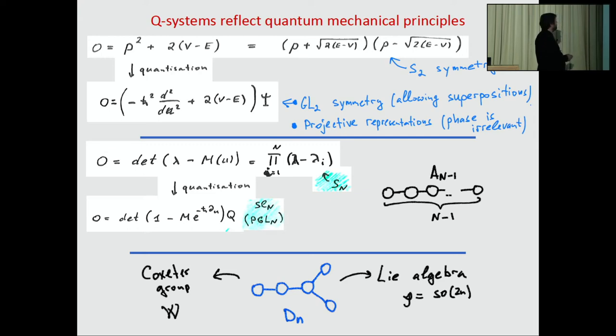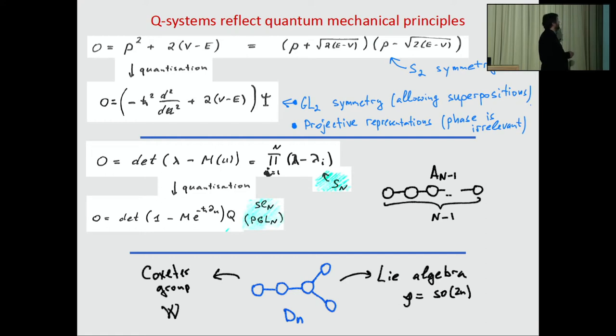When you do quantization, you have the Schrödinger equation, and now it's really the wave function that is the main character here. And there are, like here, two solutions. There are also two solutions to this equation, but now it's quantum mechanics. You can take a linear combination. It's called superposition. And the symmetry is no longer S2, but GL2, which is a Lie algebra already. But also in quantum mechanics, we are always projective. We do not care about phases. So the real symmetry is PGL2, whose Lie algebra is SL2. So this is quantum mechanics.